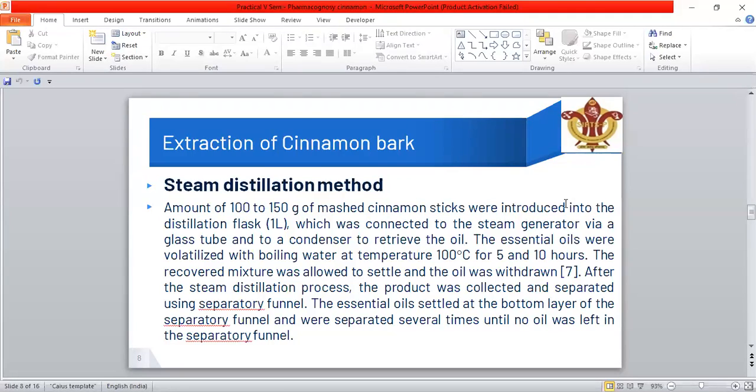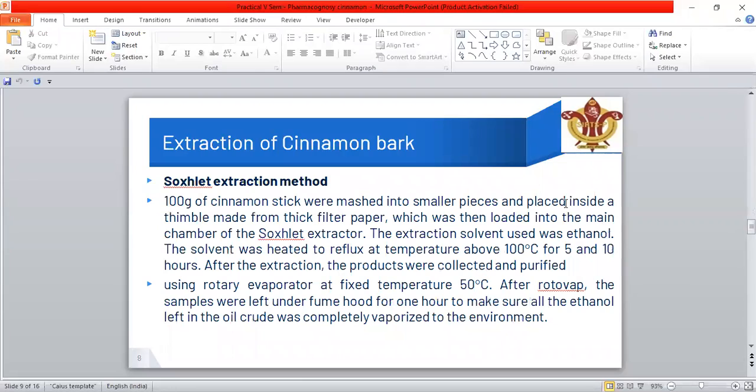You all must have seen a separating funnel. In the separating funnel, the essential oil will settle at the bottom layer, and you can separate out the essential oils by opening the knob of the separating funnel each time. Another method is the oxalate apparatus.